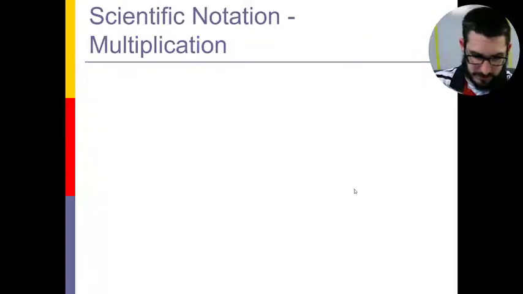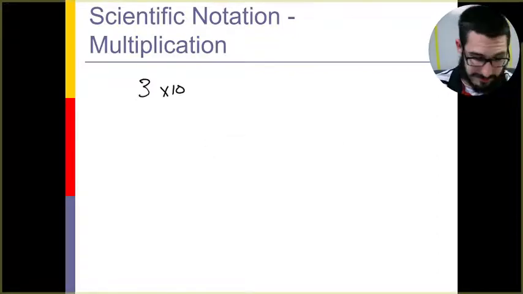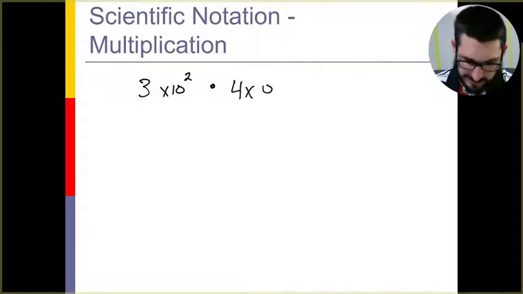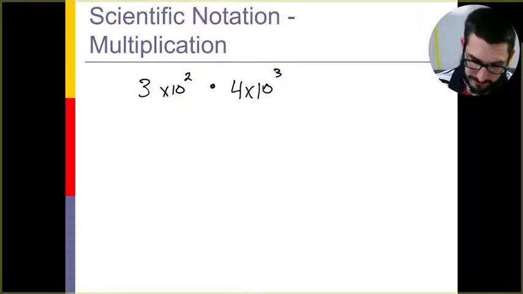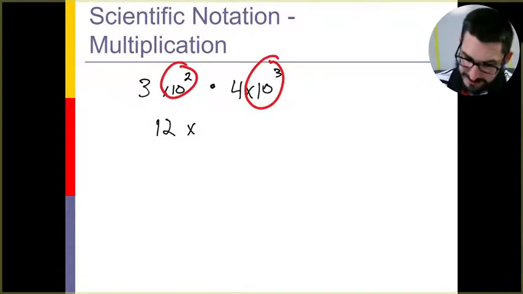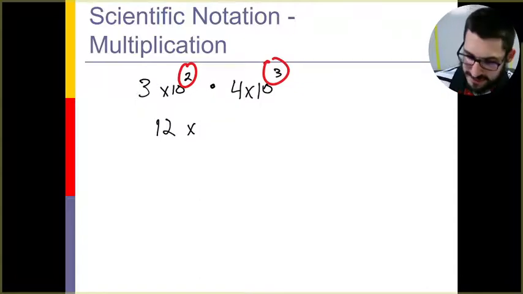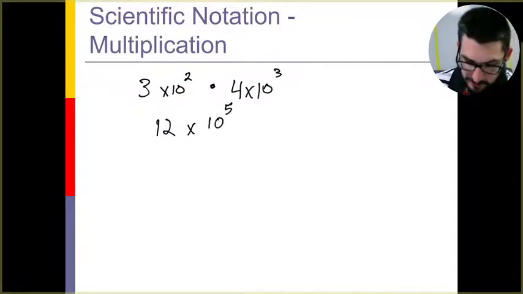multiplication and division. If I'm looking at a number like 3 times 10 to the second times 4 times 10 to the third, I can multiply my coefficients. 4 times 3 is going to be 12, times, when I multiply my 10 bases, that means that I can add my exponents, okay? Which means that I have 2 plus 3, which is going to be 10 to the fifth power.